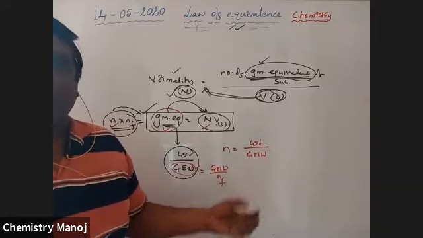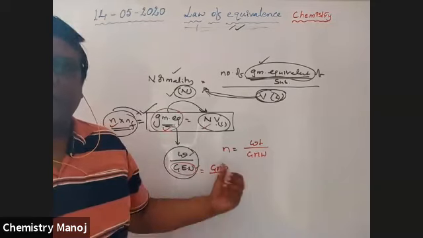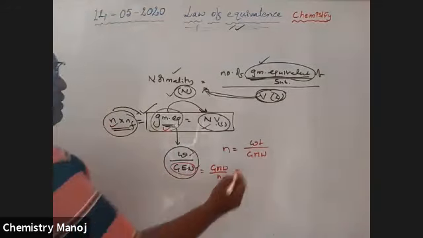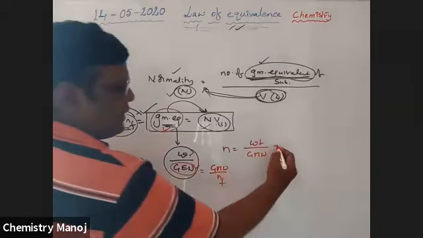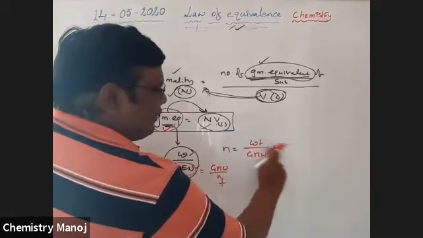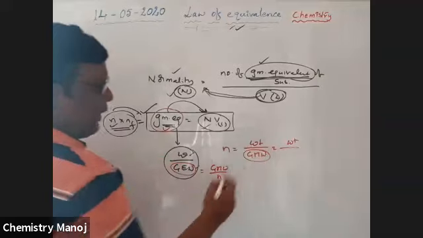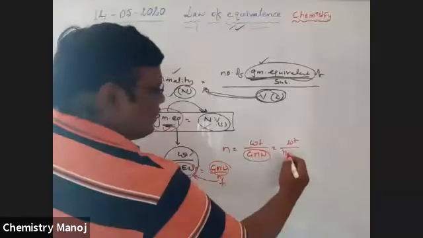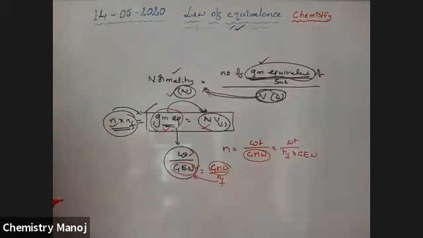Equivalent weight is calculated by its molecular weight or atomic weight by n factor. Now I want to use this gram equivalent weight. See here, it is equal to weight by gram molecular weight. I am going to put it here. Gram molecular weight is equal to n factor into gram equivalent weight.